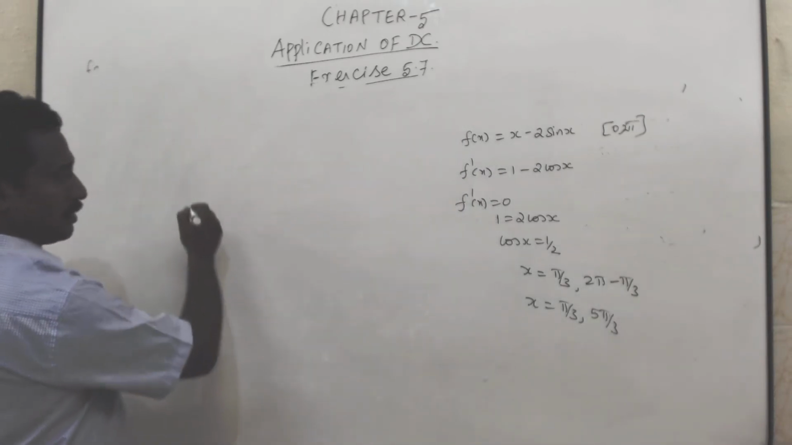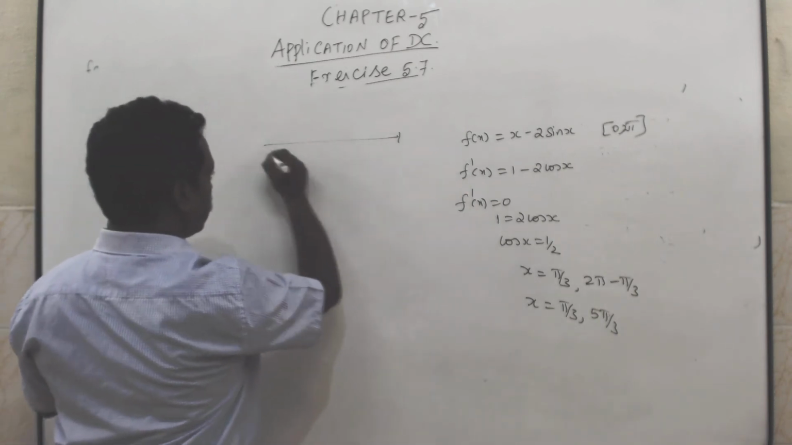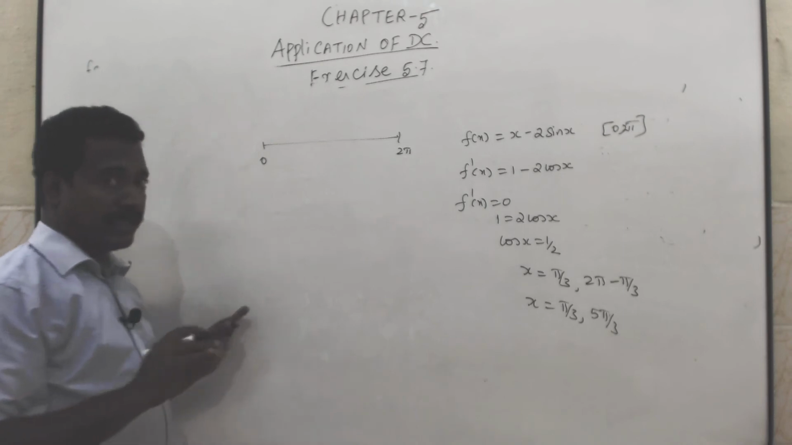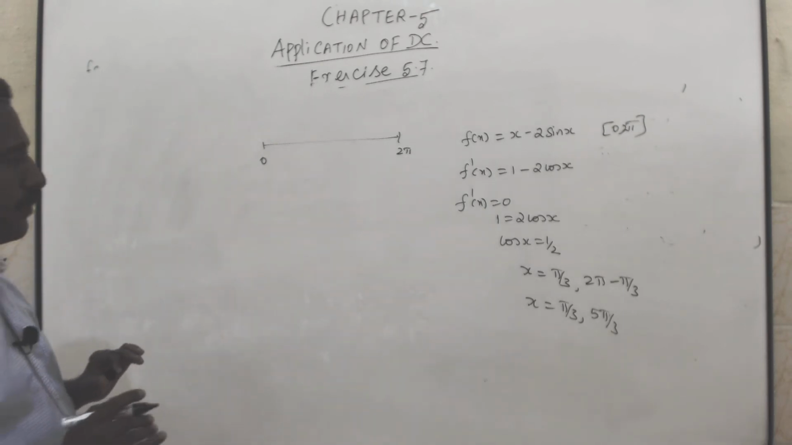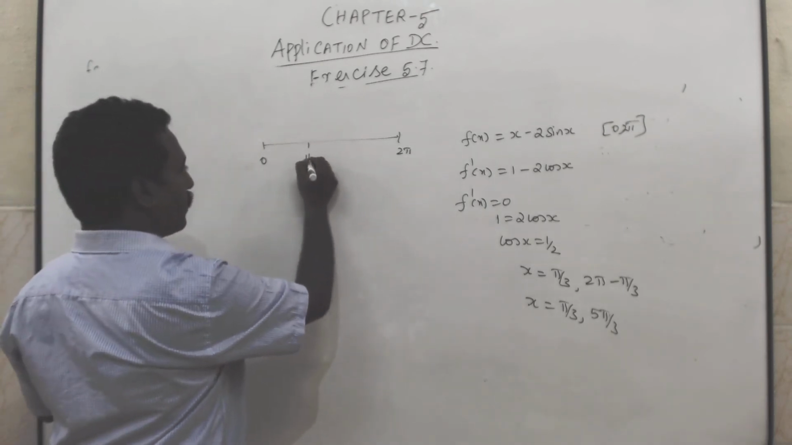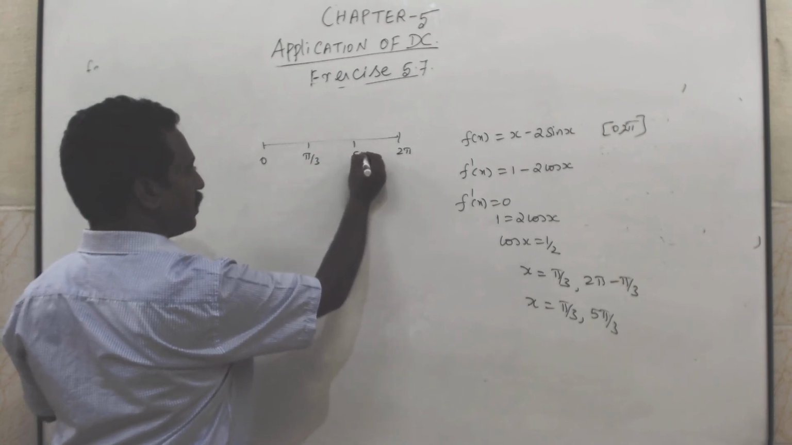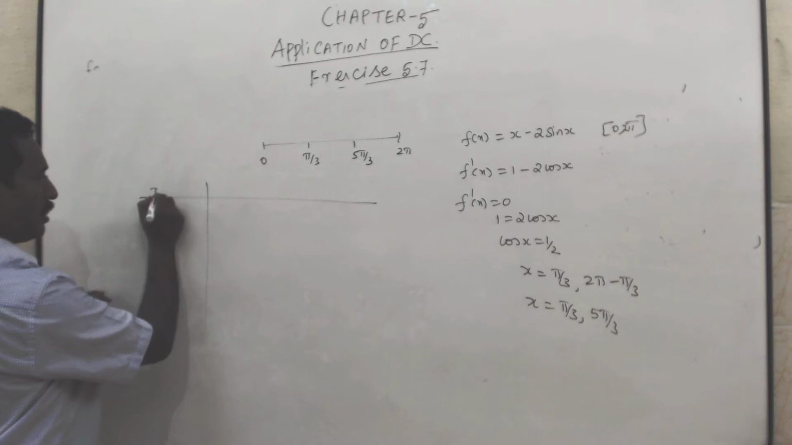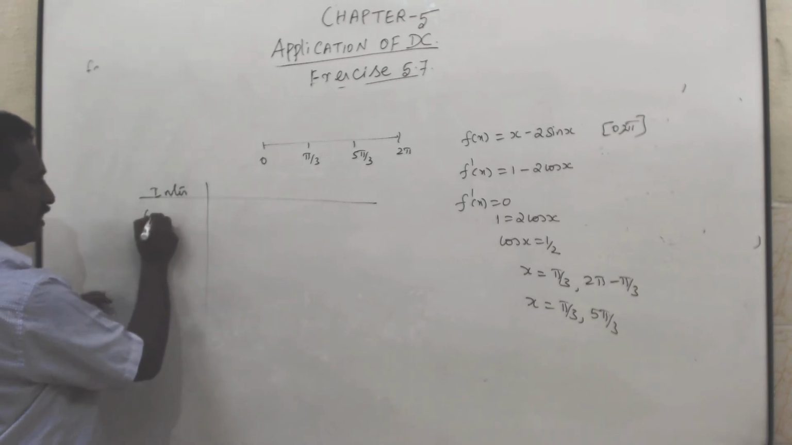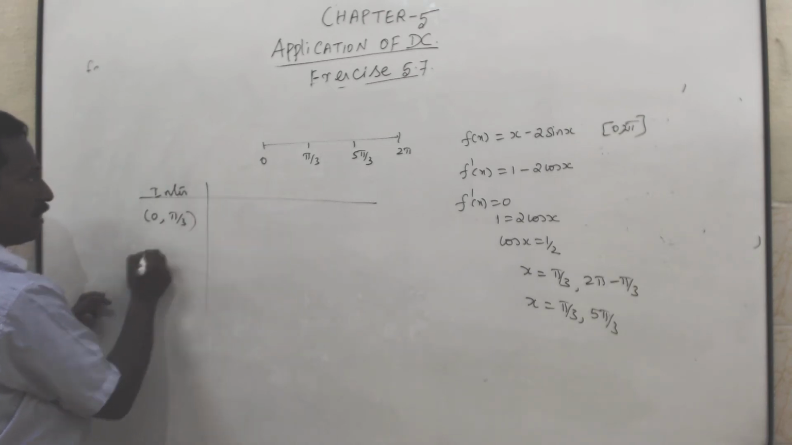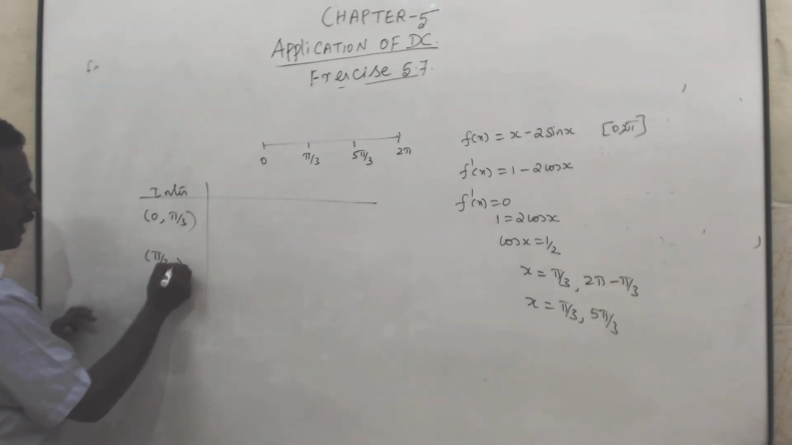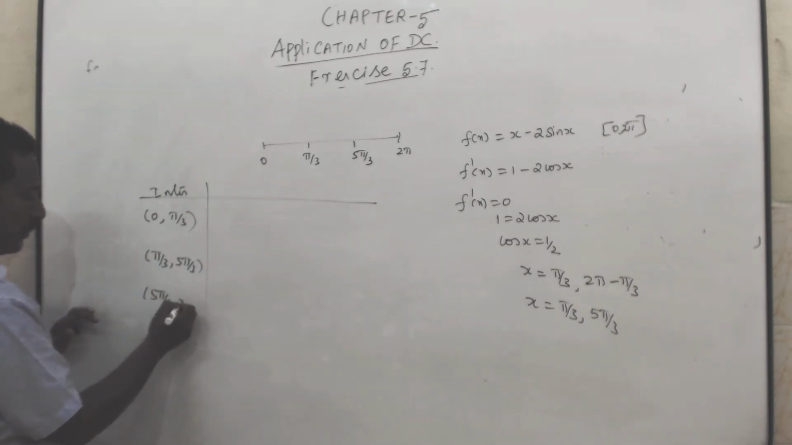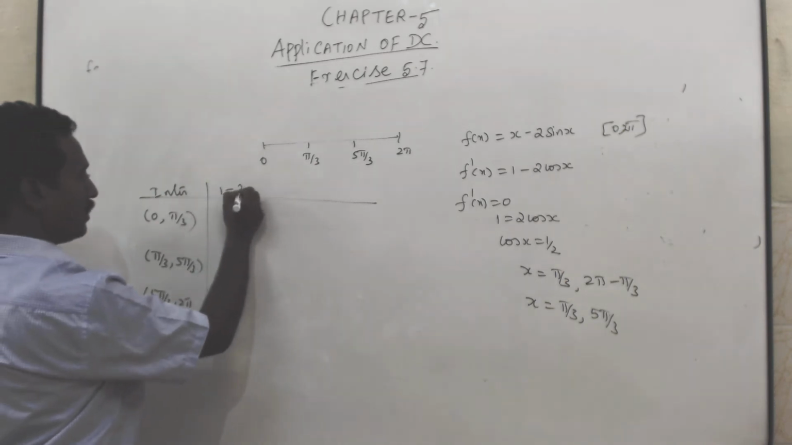Now draw the number line. It's 0 to 2 pi because the limit is given. Don't take minus infinity to plus infinity. Plot the points pi by 3 and 5 pi by 3. The intervals are: first interval 0 comma pi by 3, pi by 3 comma 5 pi by 3, 5 pi by 3 comma 2 pi. That is 1 minus 2 cos x.